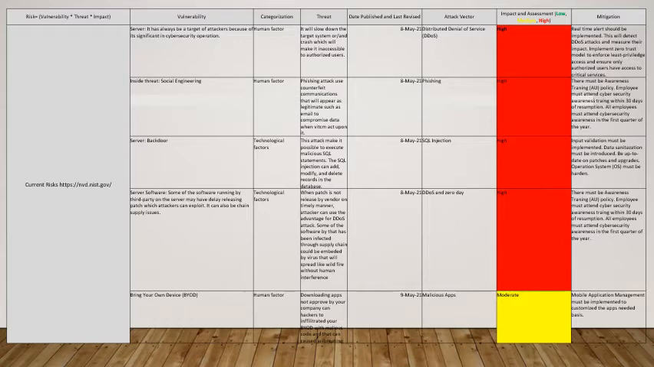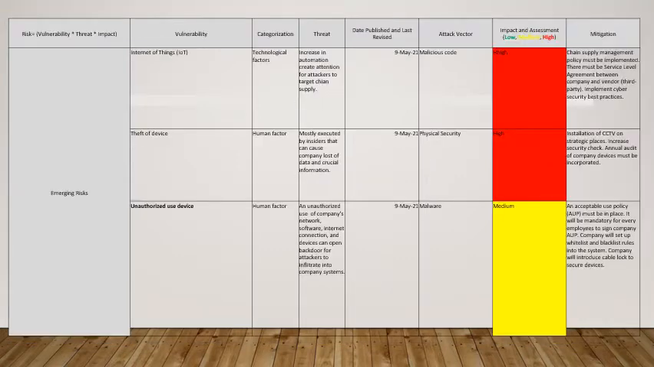So I'm not going to spend too much time going over our vulnerability matrix. There's a lot of information and detail on here. I'll cover more of the bigger picture items in subsequent slides. However, these are some of the current threats we have assessed. And here are some of our emerging threats, particularly as it relates to advancements in technology.